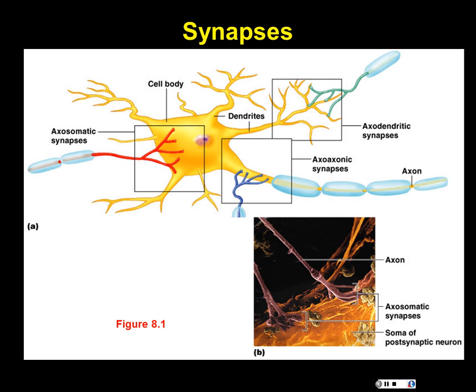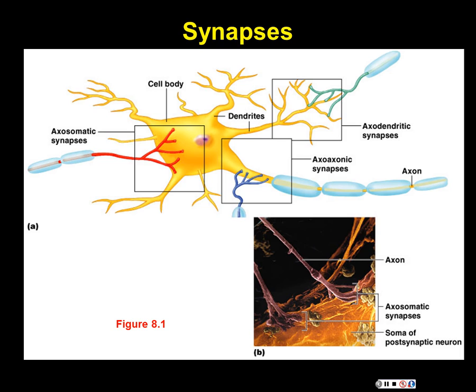Axodendritic synapse. Okay. Where else can a presynaptic nerve synapse at a postsynaptic cell? On the cell body, and what do you call that? Axosomatic. Very good. Axosomatic, soma meaning body. The axon terminal can synapse at the cell body of a postsynaptic cell.